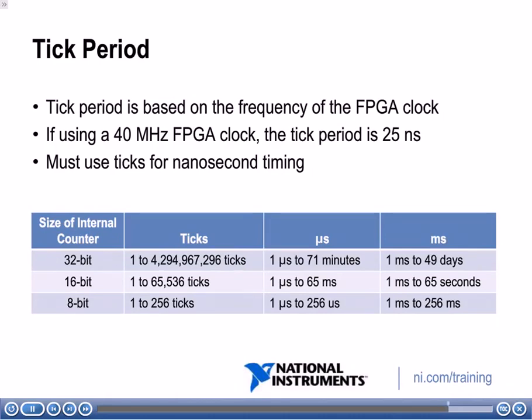So for an 8-bit counter, if you're using ticks and a default 40 megahertz FPGA clock, it's going to range from 1 tick to 256 ticks, which if you convert that to nanoseconds, is 25 nanoseconds to 256 times 25 nanoseconds. So if you need nanosecond resolution, you'll have to use ticks for your units. So you can see with your units, you can have nanosecond resolution, microsecond resolution, and also millisecond resolution.